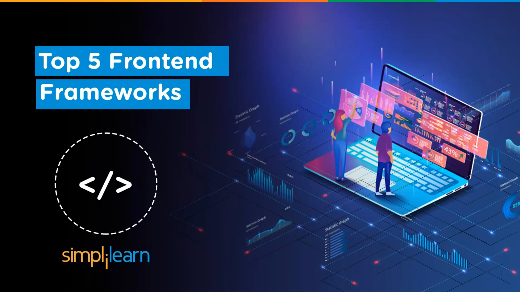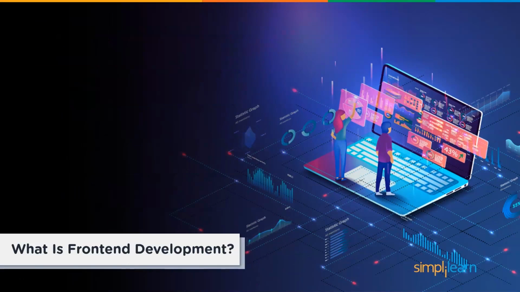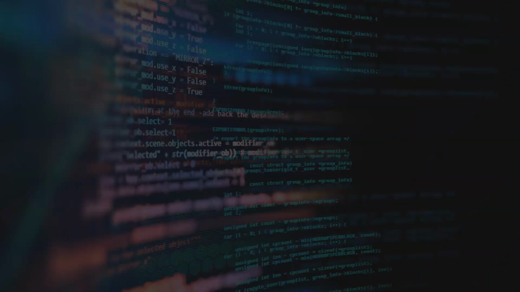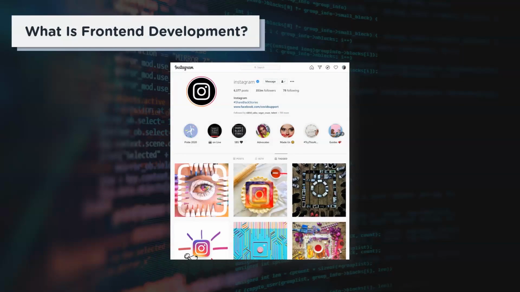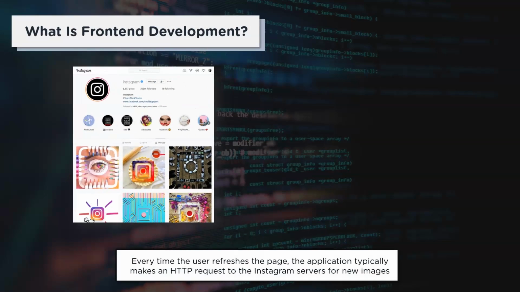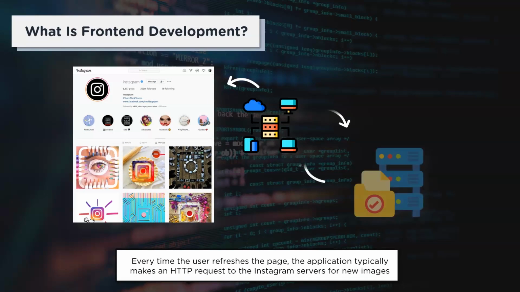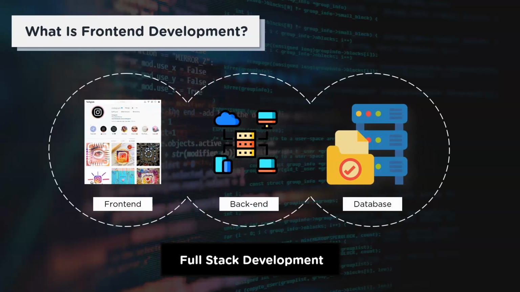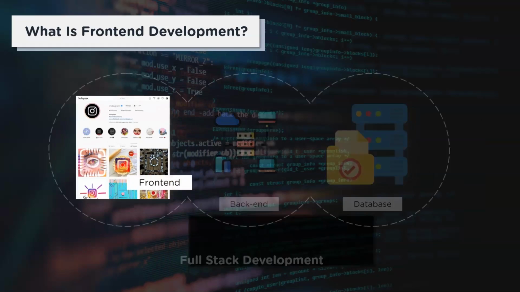So now let's begin by understanding what front-end development is. Let's take the example of Instagram. Every time you refresh the page, new images and stories are loaded. That is because the HTTP requests are made to the server to fetch new data and load them. Now this is facilitated by the backend of the application. Together, front-end, backend and the database form full stack development.